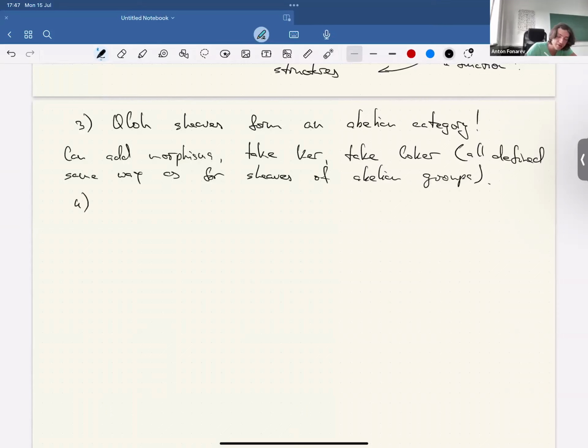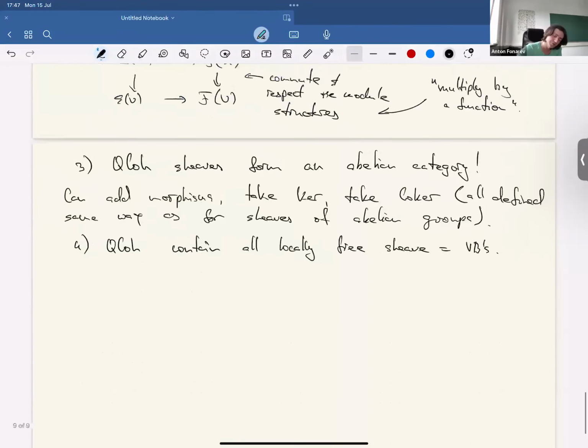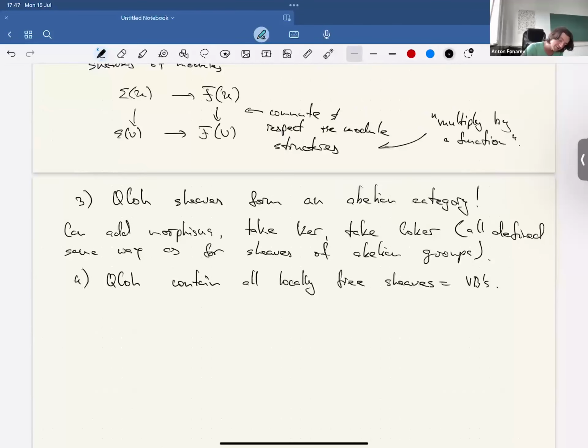So then fourth, we extracted this definition from the very thing, is that quasi-coherent sheaves contain all locally free sheaves, which is the same as vector bundles. So they contain all locally free sheaves. And the final thing, which is very important, is that there is a smaller category. So assume the technical part that X is Noetherian, which always holds for classical varieties. Then there is a nicer smaller category, the category of coherent sheaves.